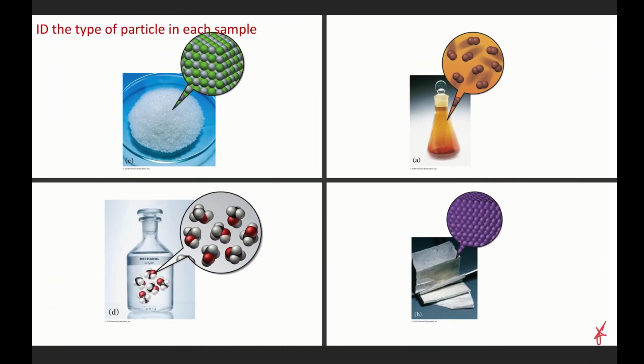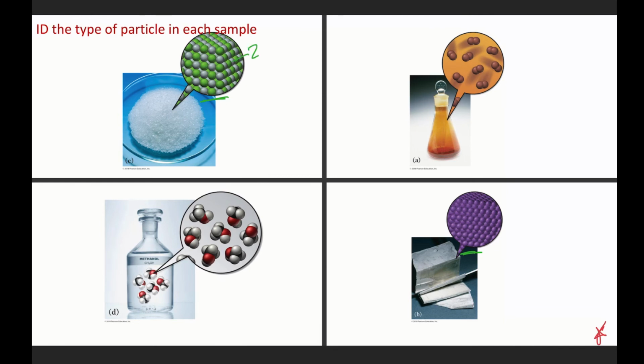So here, let's go ahead and identify the type of particle in each sample to make sure we're on the same page. You'll note that some of them look similar. You might look at this one and this one and say, ooh, those look the same, but how do you know the difference? The reason the particles are all packed together is because they're describing solids. That's what solid means: particles are stuck in place.